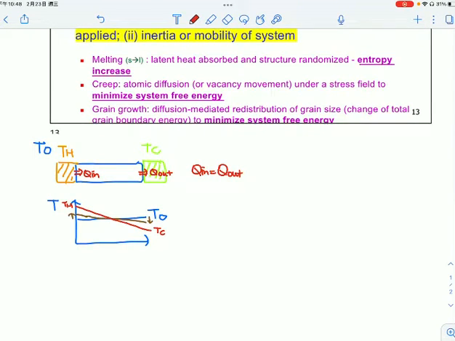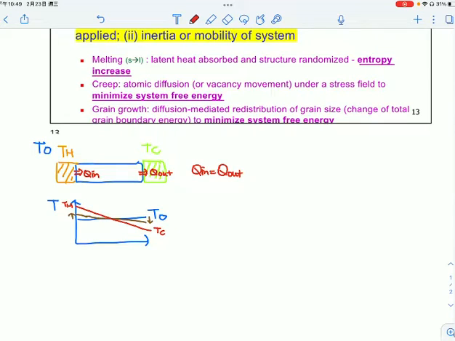Because Q in equals Q out, there is no accumulation of heat flux along this metal bar. So this temperature profile, this slope, does not change over time, right? And it will reach the steady state. This is what we are talking about in kinetics: it will reach the steady state, and the temperature profile does not change over time.